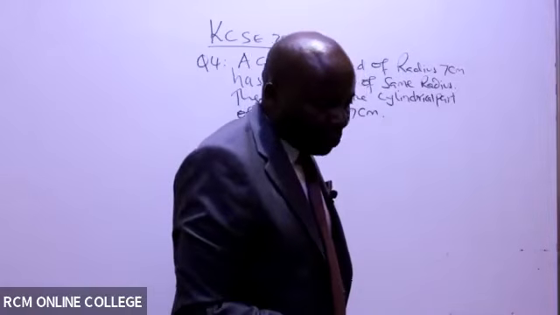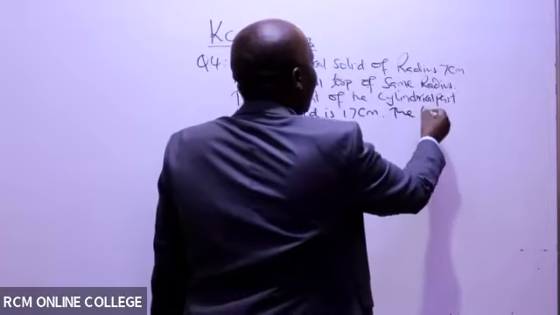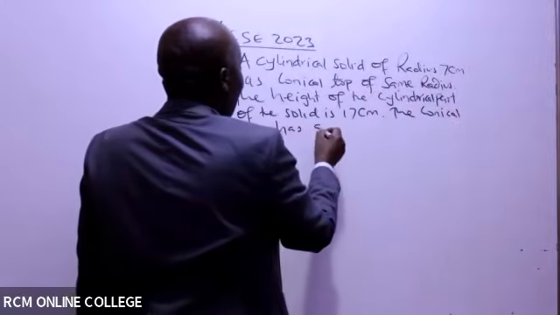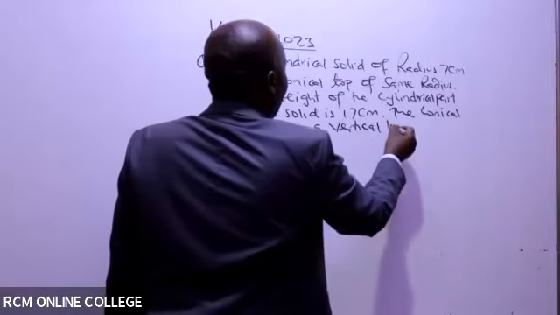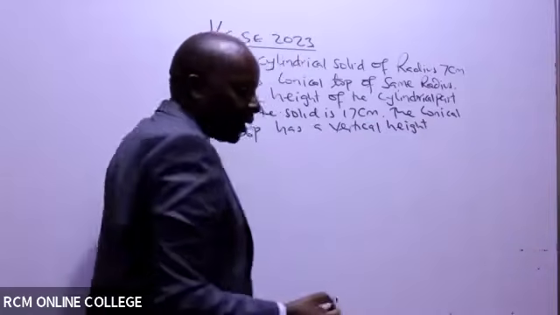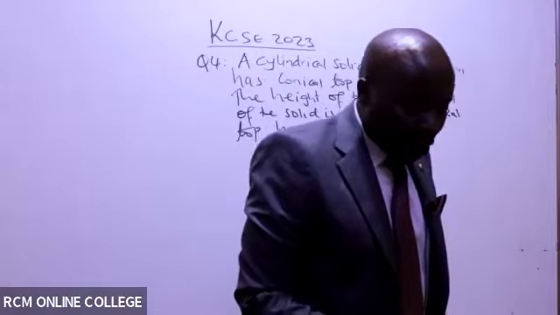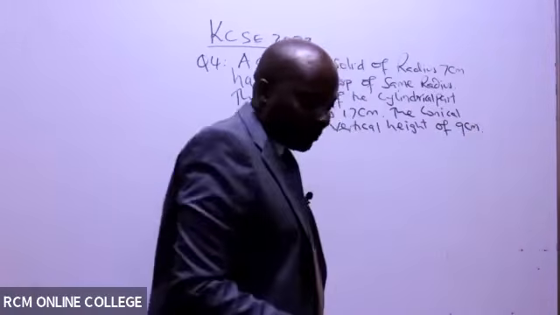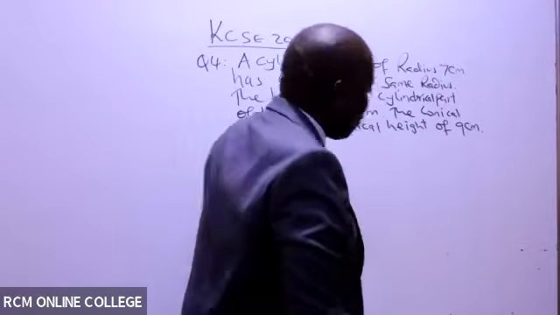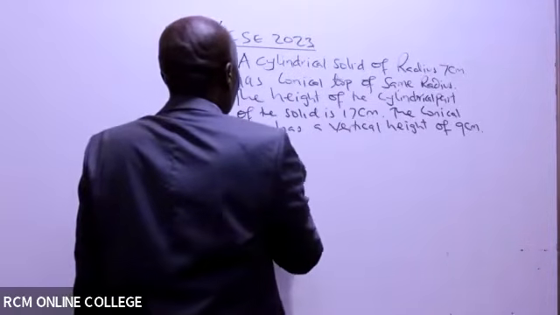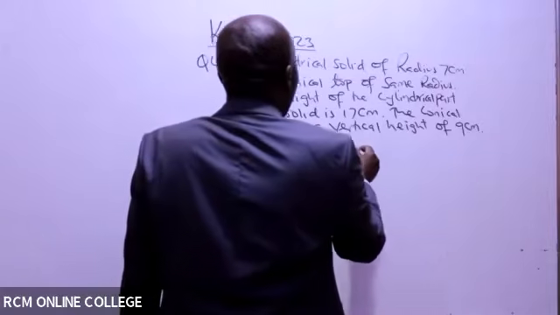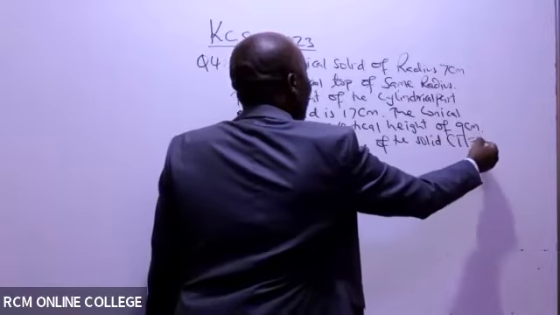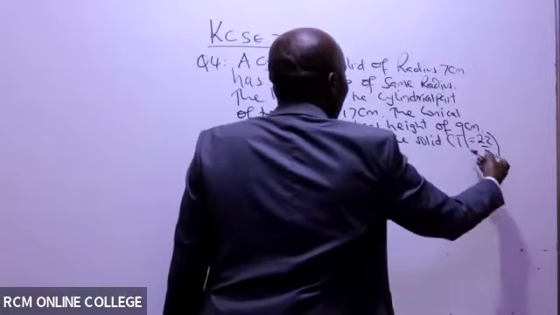The conical top has a vertical height of 9 centimeters, full stop. Calculate the volume of the solid. And they are telling us that pi is 22/7.